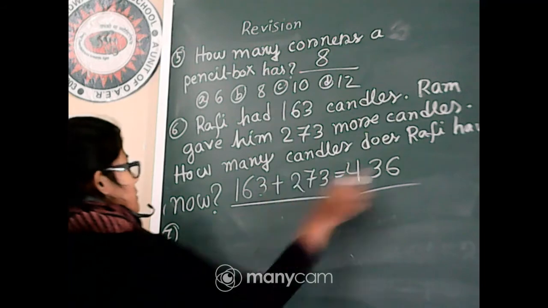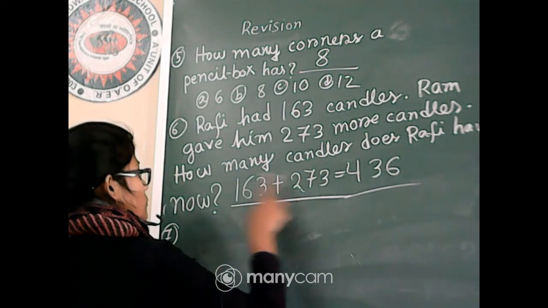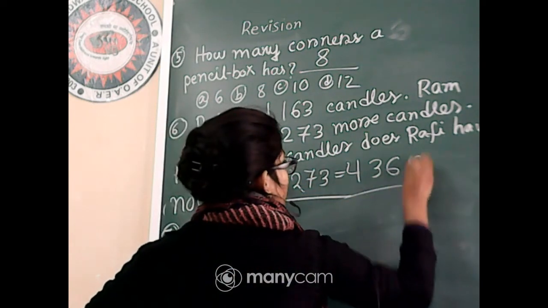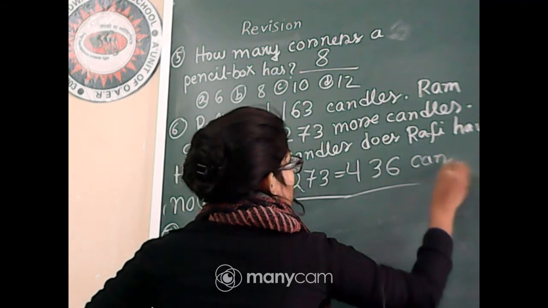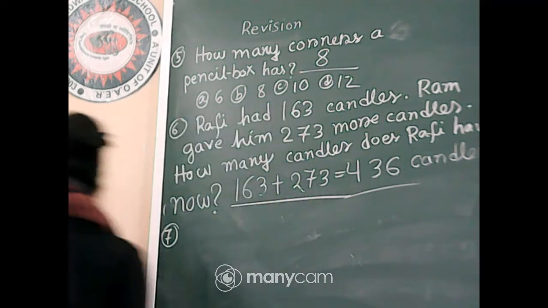So see, once again check it. 3 plus 3 is 6. 7 plus 6 is 13. 3 is there, 1 carry. 2 plus 1 is 3. 3 plus carry 1 is 4. So 436 candles, isn't it?